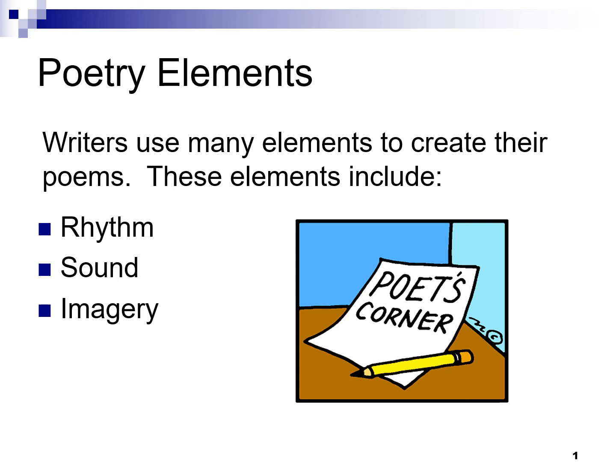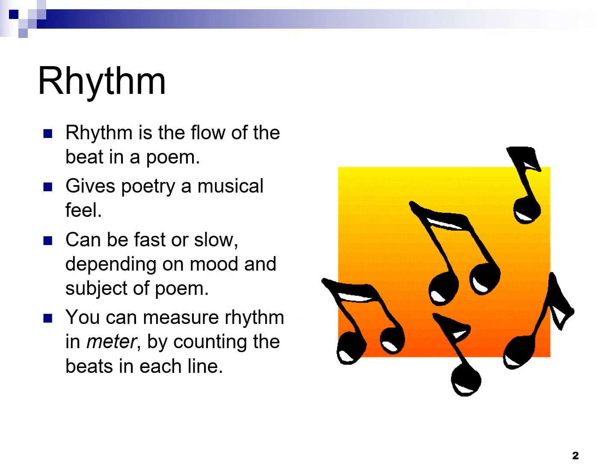Good day, everyone. In the previous video, we discussed the elements of poetry. This time, we'll be discussing the other elements, which are rhythm, sound, and imagery. When we say rhythm, we are referring to the flow of beat in a poem, and it gives poetry a musical feel. It can be fast or slow depending on the subject of the poem, and rhythm in poetry is measured in meter.